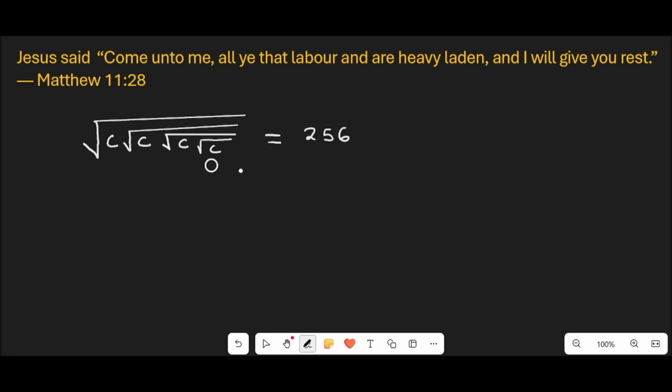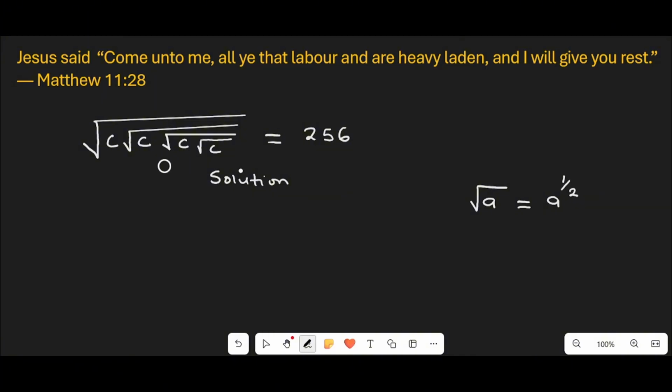Hello everyone, in this video we want to find the value of C. Solution. But I want you to note that square root A can be written as A raised to power 1 over 2.